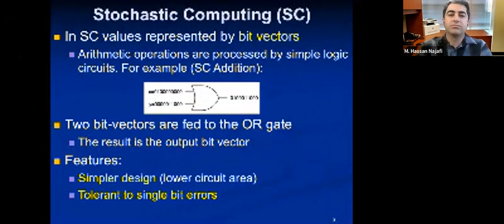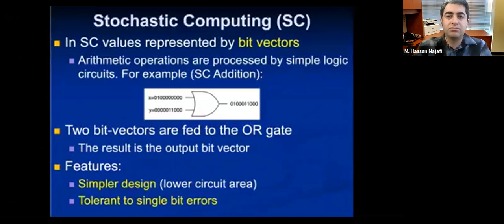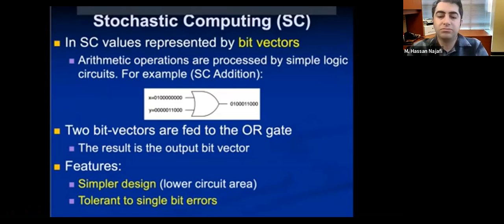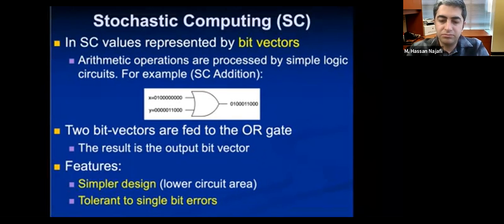Stochastic computing is a scheme in which a number is represented as a fraction, where the numerator is the number of ones in the bit vector and the denominator is the number of bits in the bit vector. SC allows for arithmetic operations to be realized using simple logic circuits as shown in the figure, where you can realize addition between X and Y using a simple OR gate. The second advantage of using SC is that the number representation is more tolerant to single bit errors.